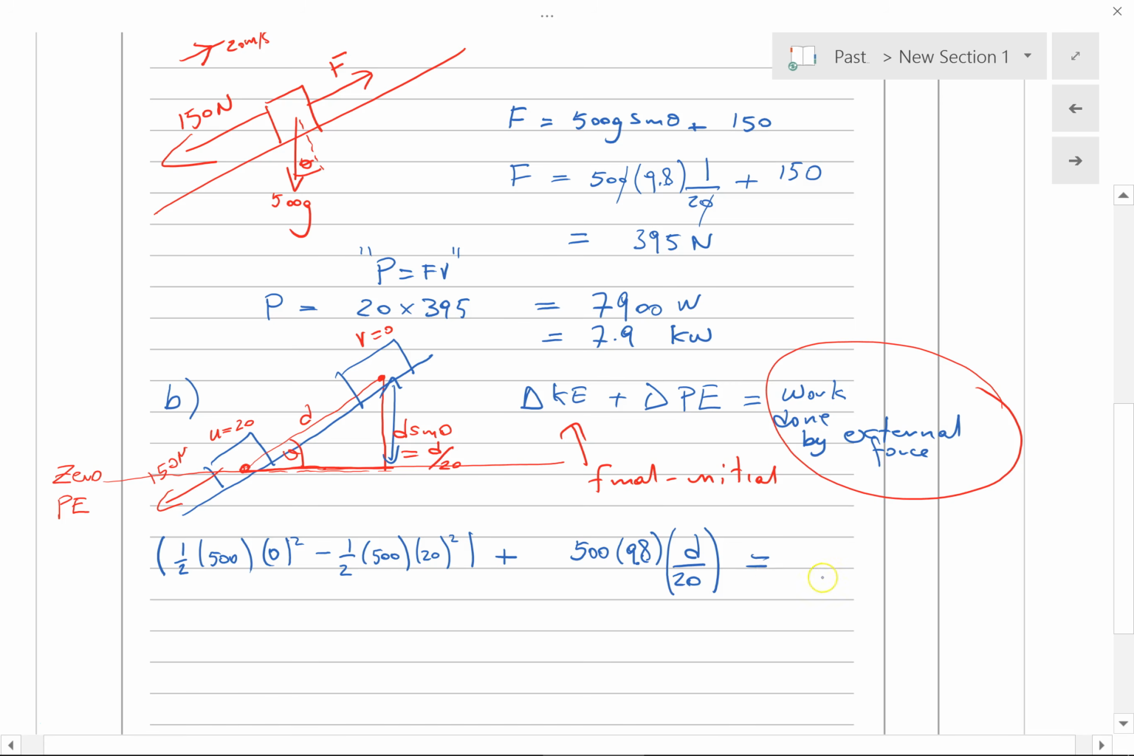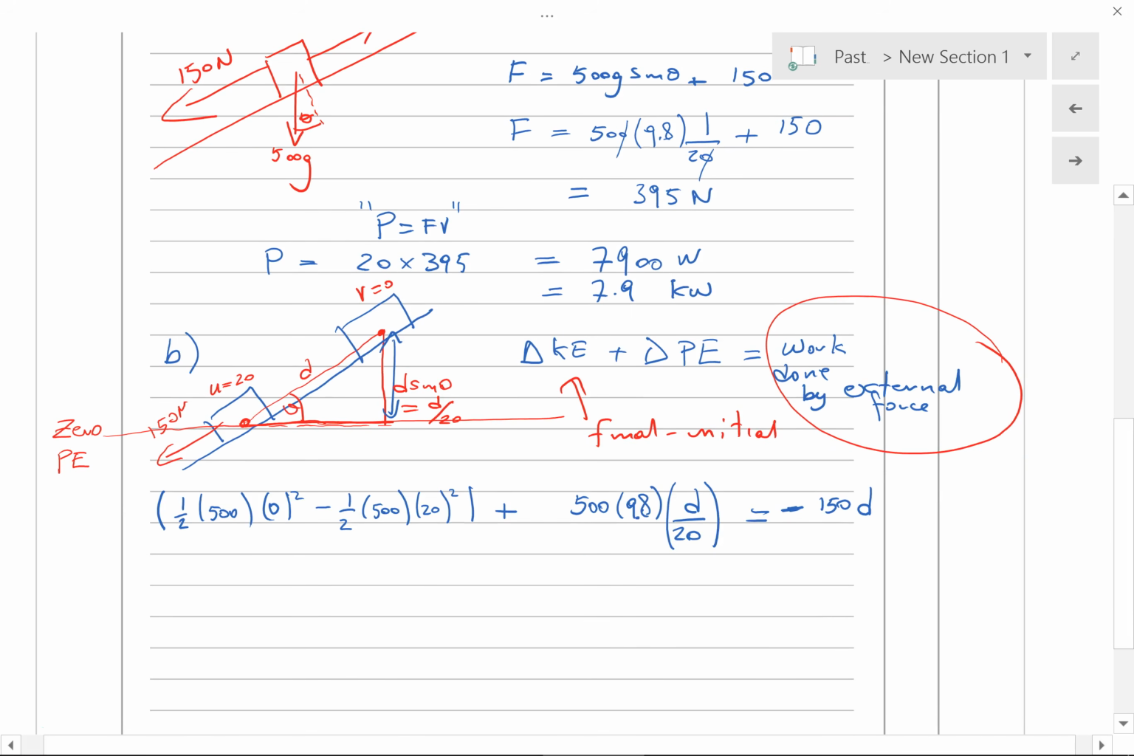Now this is key here. The work done by the external force: if the driving force was still involved, that would be positive, because it would be increasing the total mechanical energy, kinetic energy and potential energy. But this force here is definitely a resistive force, so it's taking mechanical energy away from the system. So that's going to be a minus 150 times by the distance. Work done is force times distance. So that equation is going to enable us to work out what we need.